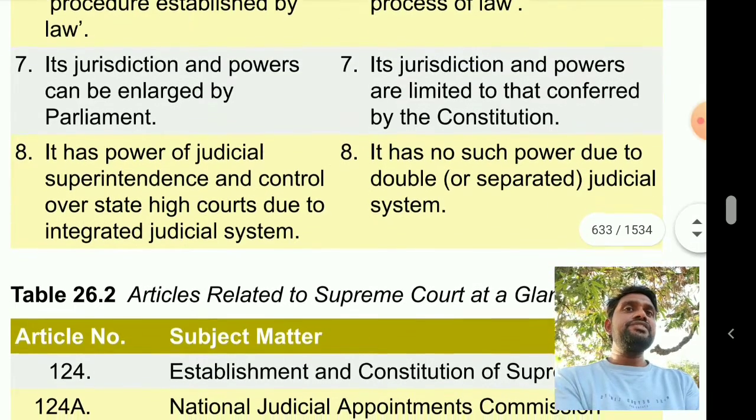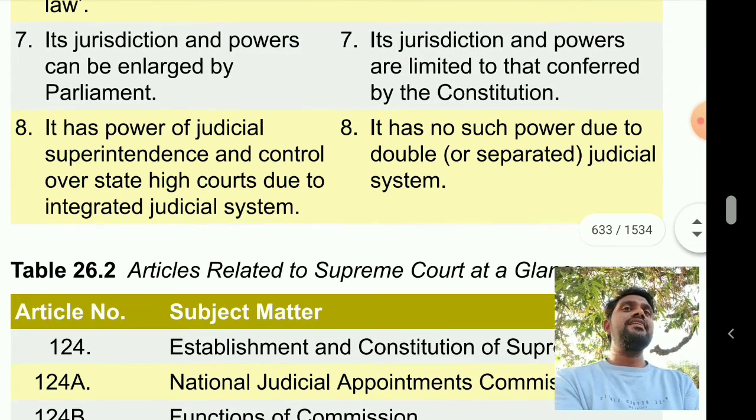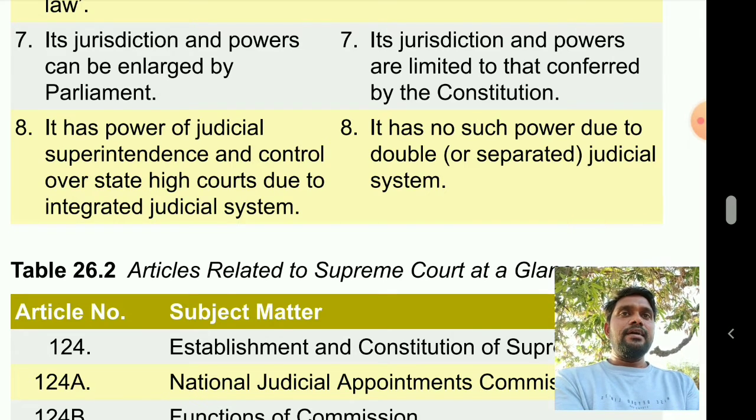Seventh, in Indian, its jurisdiction and powers can be enlarged by Parliament, but in American its jurisdiction and powers are limited to that conferred by the Constitution. Eighth, in Indian, it has power of judicial superintendence and control over state high courts due to integrated judicial system, but in American Supreme Court, it has no such power due to double or separated judicial system.